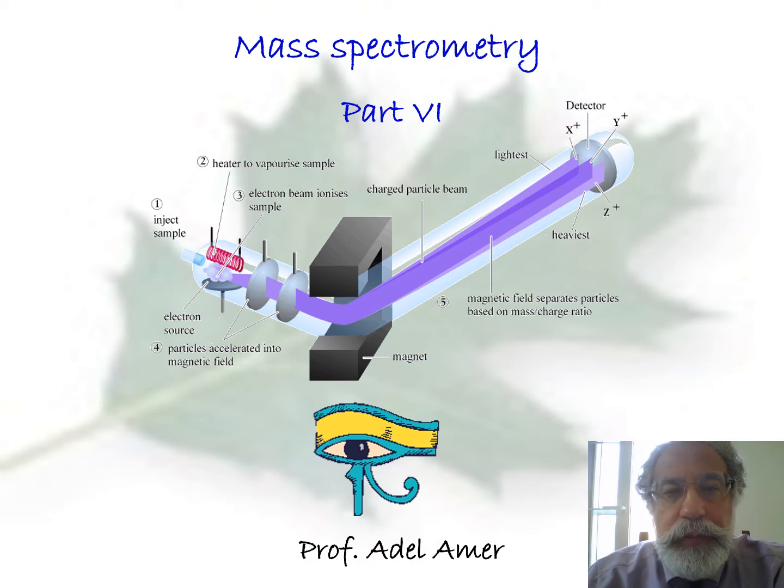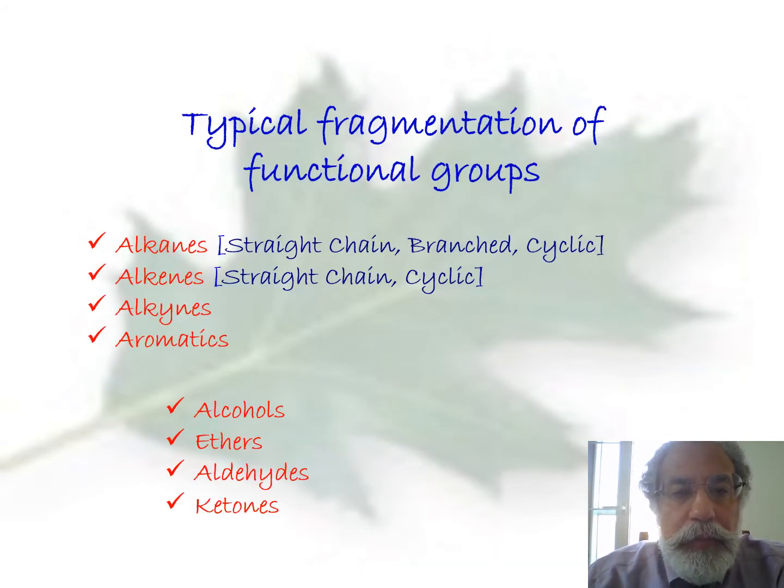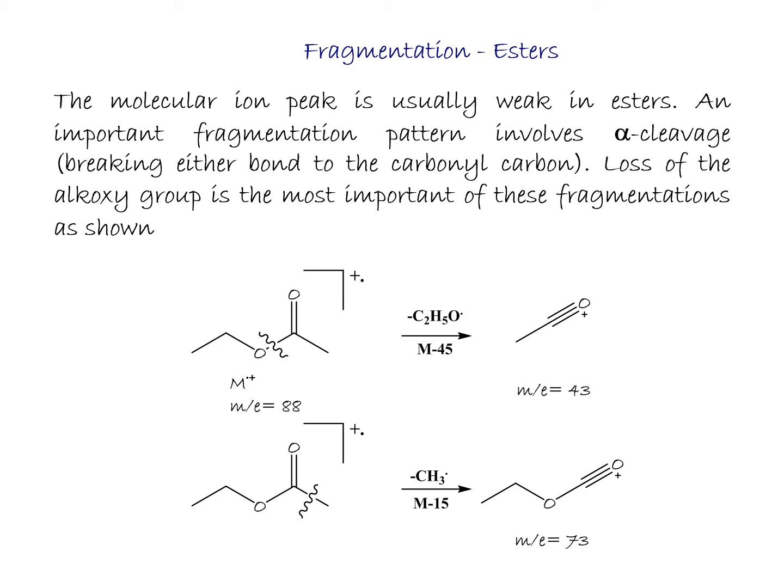Hello everyone and welcome back to part 6 on mass spectrometry. In the previous two lectures, we covered the fragmentation of functional groups: alkanes, alkenes, alkynes, aromatics, alcohols, ethers, aldehydes, and ketones. We will continue today with the fragmentation of esters.